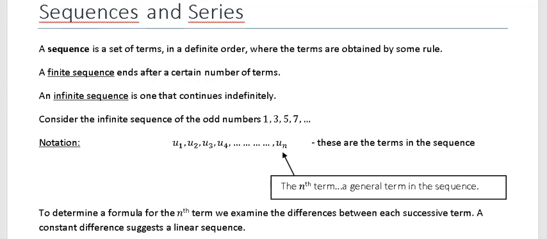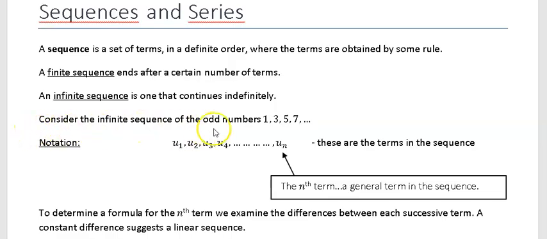In this video we're going to look at sequences and series. A sequence is a set of terms in a definite order where the terms are obtained by some rule. There are different ways of giving this rule, as we will see in this video. A finite sequence ends after a certain number of terms. An infinite sequence is one that continues forever, so it continues for an infinite number of terms.